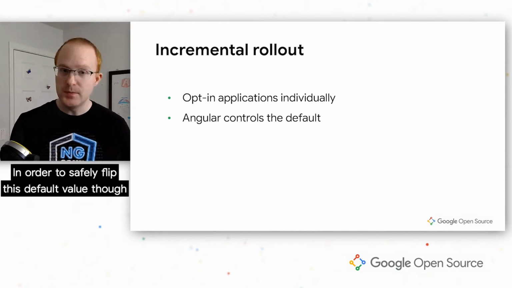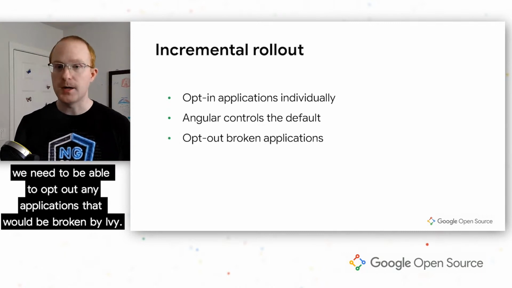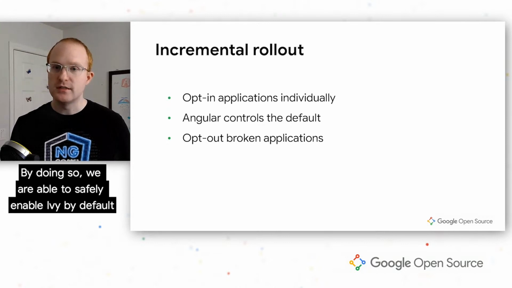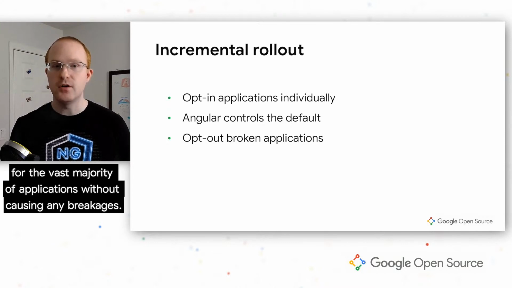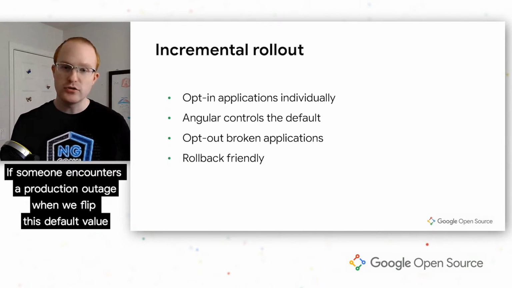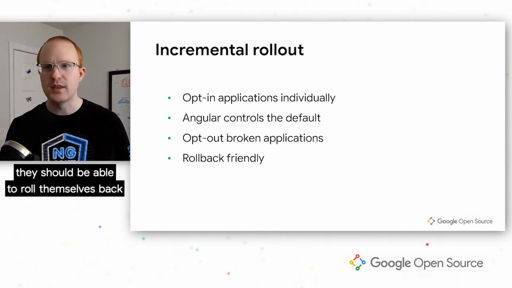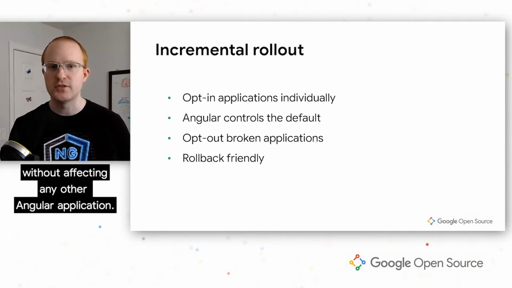In order to safely flip this default value, though, we need to be able to opt out any applications that would be broken by Ivy. By doing so, we're able to safely enable Ivy by default for the vast majority of applications without causing any breakages. We'll also need a rollback strategy. If someone encounters a production outage when we flip this default value, they should be able to roll themselves back without affecting any other Angular application.